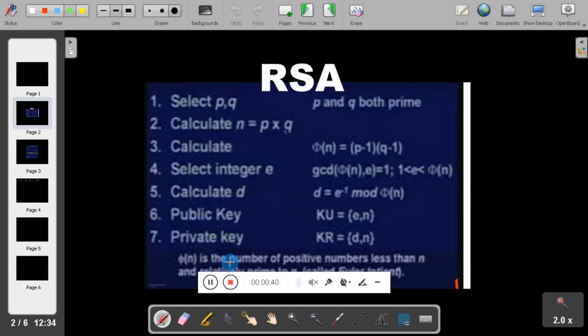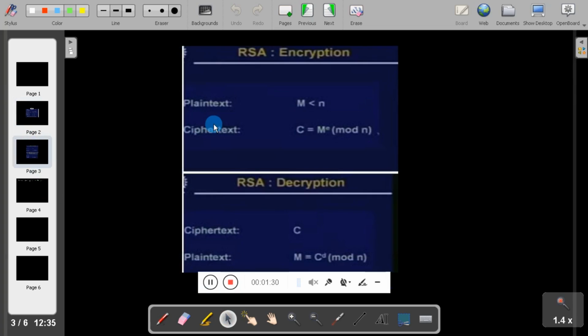These are the steps which I explained in the previous session, the steps to generate the key. In the key generation process, given two numbers P and Q, both prime, you first calculate n is equal to P into Q, the product of P and Q. Then you calculate the Euler quotient, phi of n, which is (P minus 1) into (Q minus 1). Then you select the integer e and calculate d such that d is the inverse of e mod phi of n. Then you calculate the public key and private key. Once you have them, you encrypt the plain text by raising m to the power e, then decrypt the ciphertext by raising c to the power d.